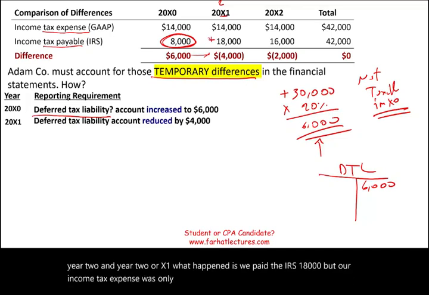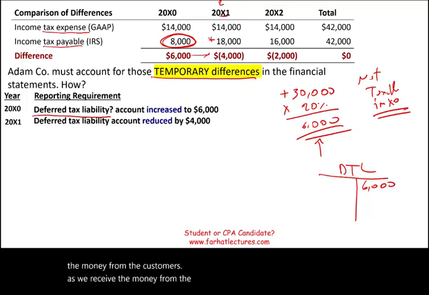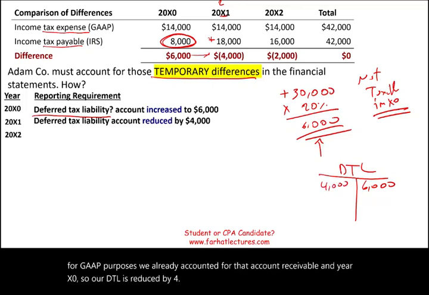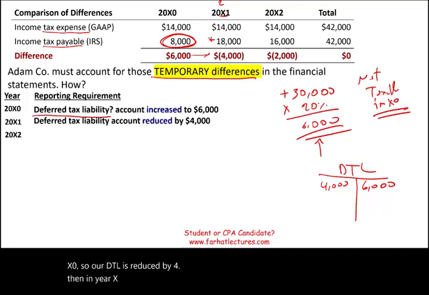Why? Well, it appears that we are starting to receive the money from the customers. As we receive the money from the customers, we have more in taxes to pay, but for GAAP purposes, we already accounted for that account receivable in year X0. So our DTL is reduced by 4,000. Then in year X2, also we have a negative difference of 2,000.